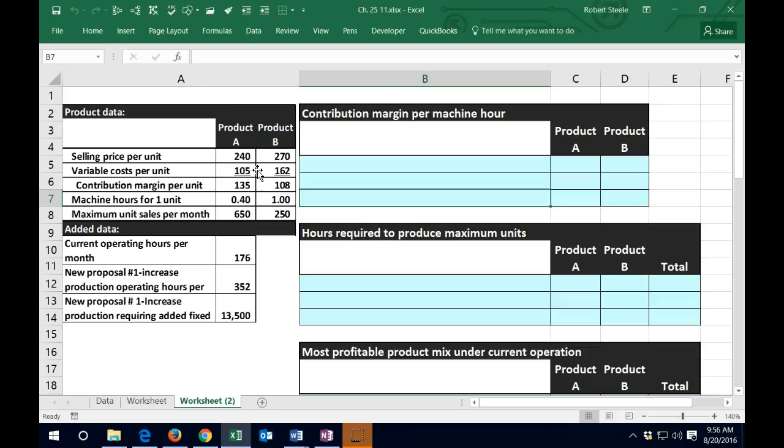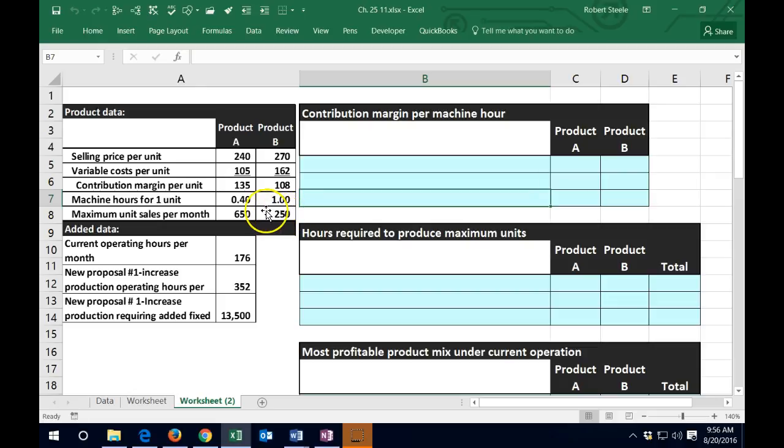On the left hand side, we've got the product data. We have the selling price for product A, product B. We've got the variable cost for product A, product B. That will give us the contribution margin per unit. Remember, the contribution margin per unit is the selling price minus the variable costs. And then we've got the machine hours for 1 unit.